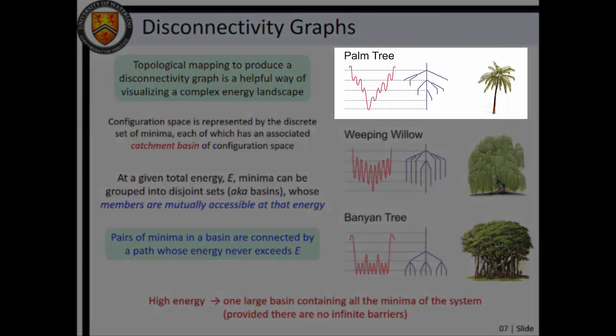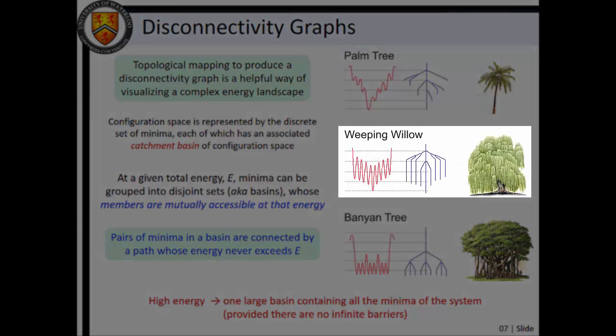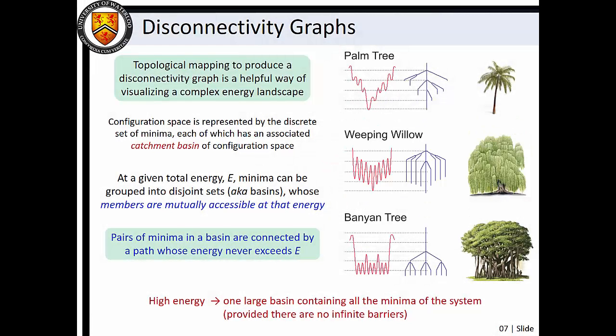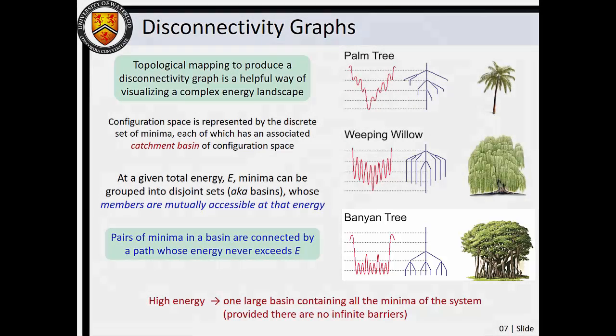A palm tree diagram is indicative of fast relaxation to the bottom of the basin. A weeping willow structure is associated with relatively slow relaxation to the basin minimum, with increased likelihood of kinetically trapping higher energy isomers during an annealing process. The banyan tree structure is observed for polymorphic species, which are generally inefficient at locating the minimum energy structure in the catchment basin.